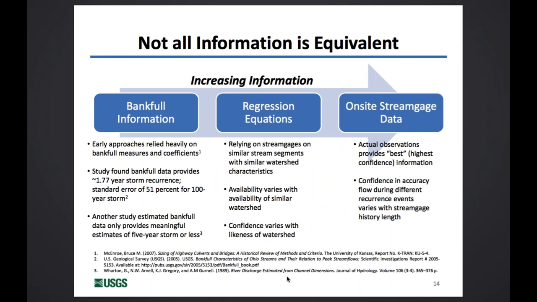And so Andrew mentioned this. There's no information if there weren't stream gauge information. And this is just a quick figure showing how increasing information helps. Bankfull information is essentially the physical properties of the river. And that's estimated to give about a two-year storm recurrence and has a standard error of 51% for the 100-year storm. So it's not really giving you great information. There are regression equations that USGS also develops based on other stream gauge sites. They're developing essentially an extrapolation to estimate what would happen at a certain area. And then best available data would be a stream gauge right there, which is giving you a real observation. And it's not just having that gauge, but having a historical record. So the longer the record, the more accurate it's going to be. Next slide.